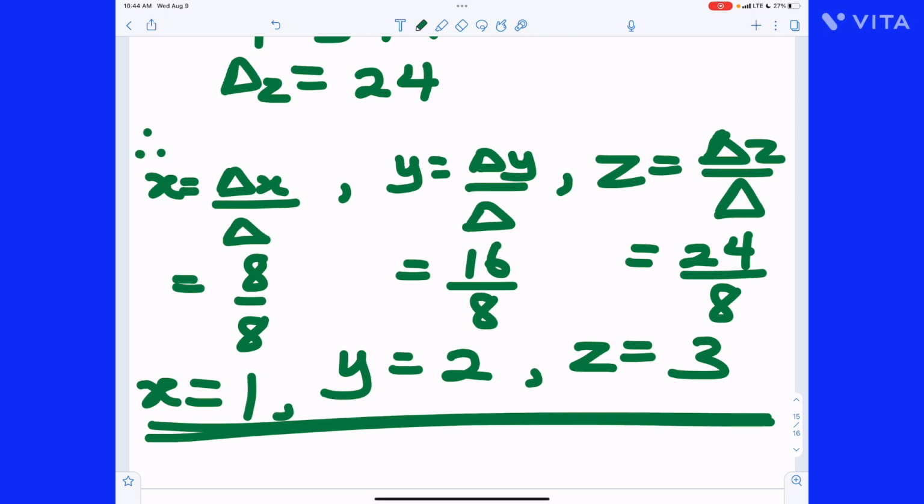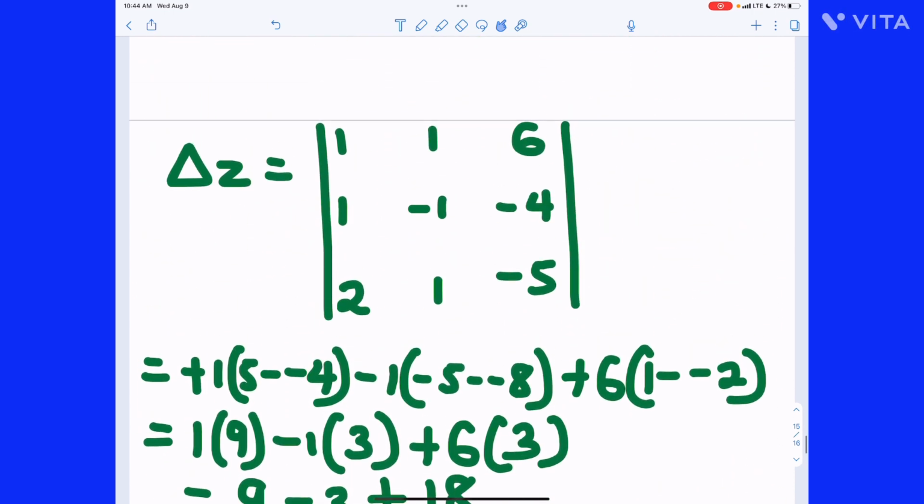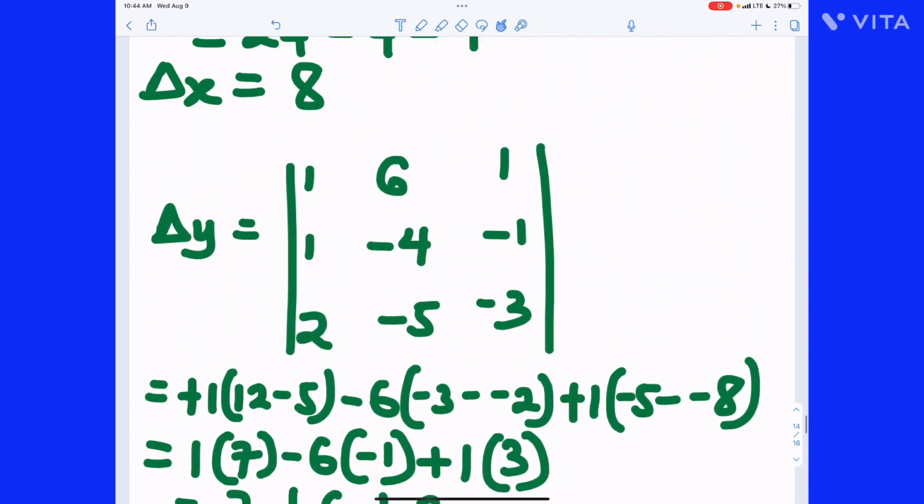This is how we solve simultaneous equations involving 3 unknowns using determinants. Please take note of this.